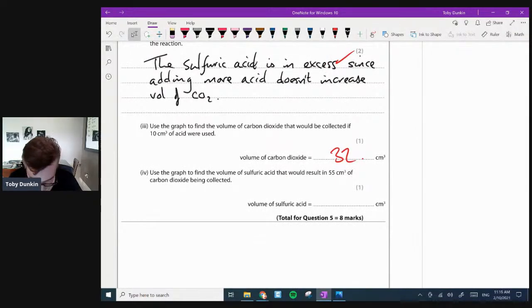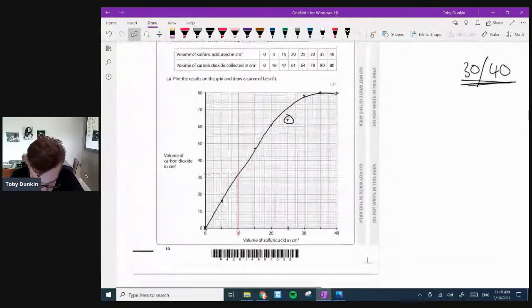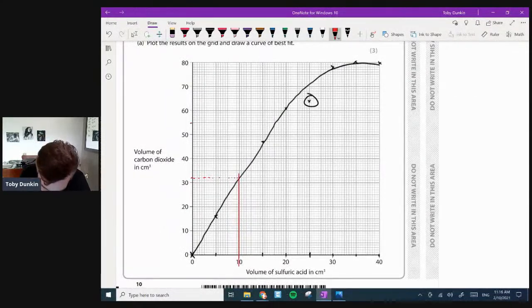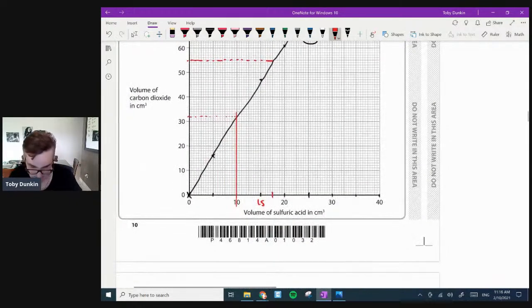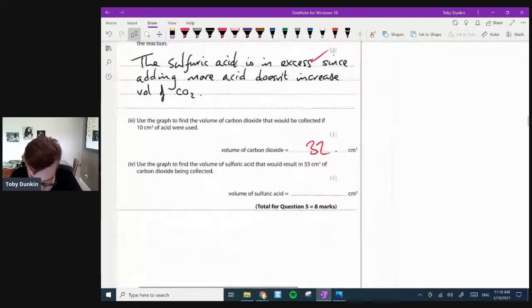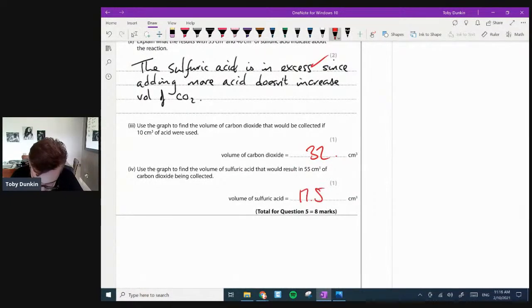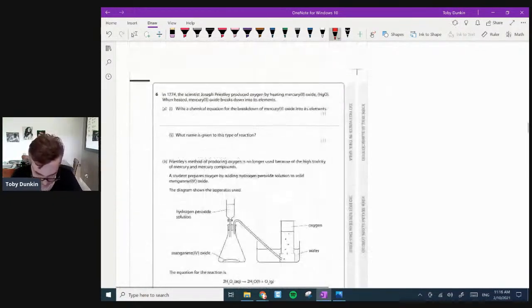Use the graph to find the volume of sulfuric acid that would result in 55 centimeters cubed of carbon dioxide gas. 55. Be interesting to know what range of these they get. Oh, look at that. It's right on the money there. So that's interesting, isn't it? If that's 15, that's going to be 17.5. That's what I get it as. 17.5 centimeters cubed. Let's move on.